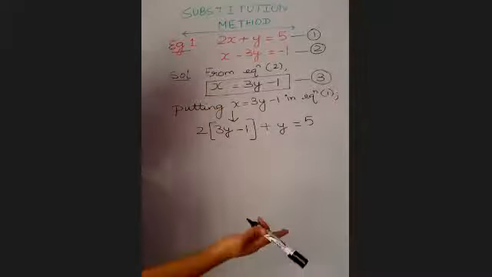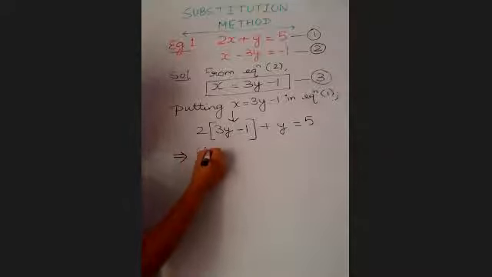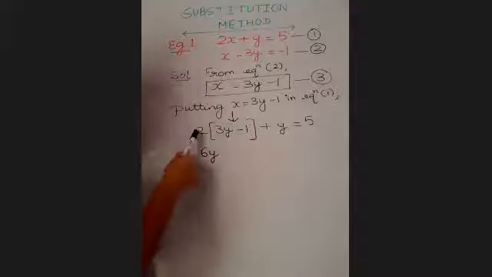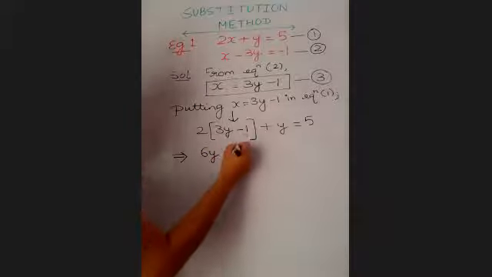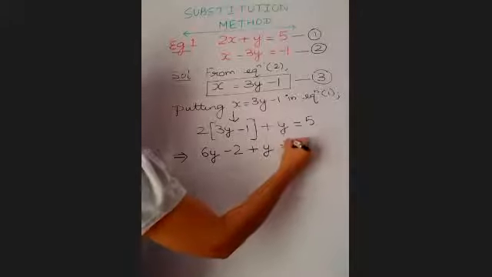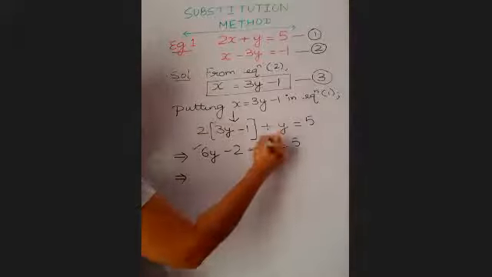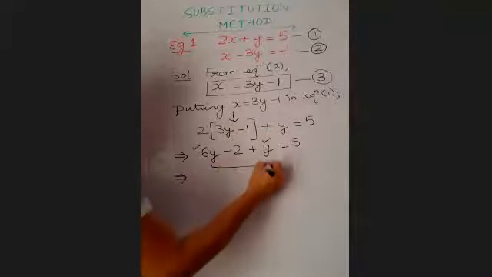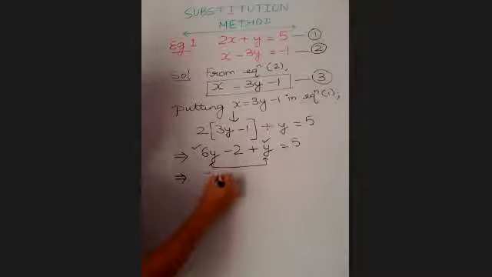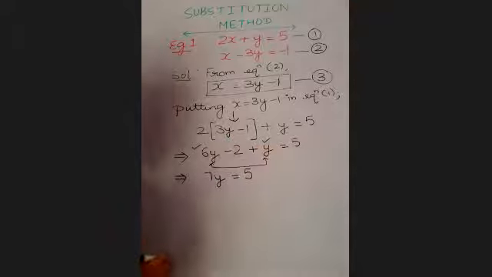We have put the value of x as 3y minus 1. Now you open the brackets. 2 into 3y is 6y minus 2, plus y equal to 5. 6y plus y combined equals 7y. 7y minus 2 equal to 5. Minus 2, take that side, and it becomes plus 2.